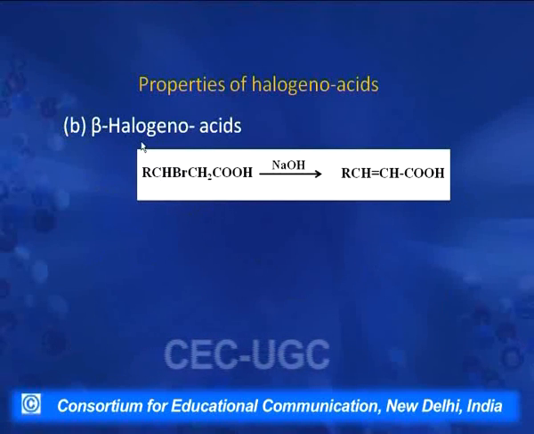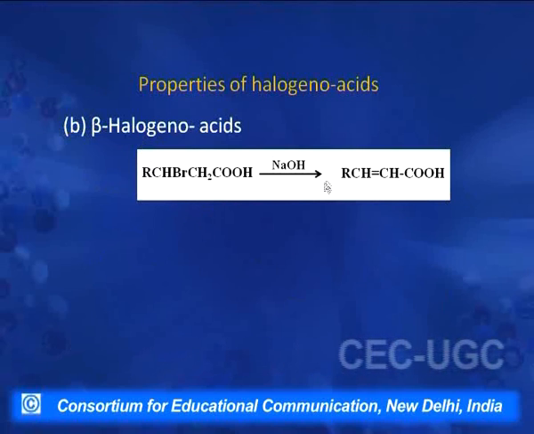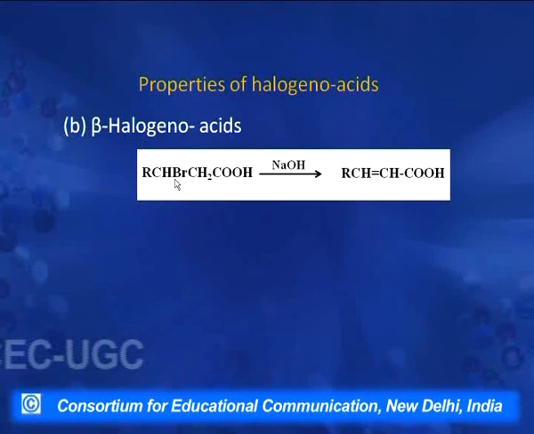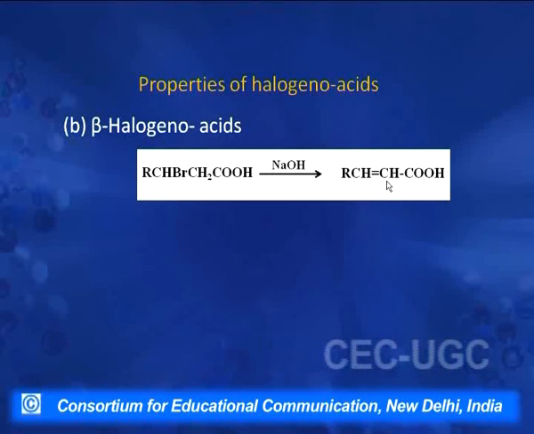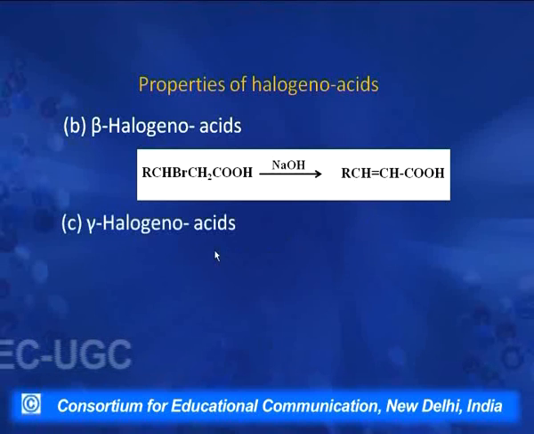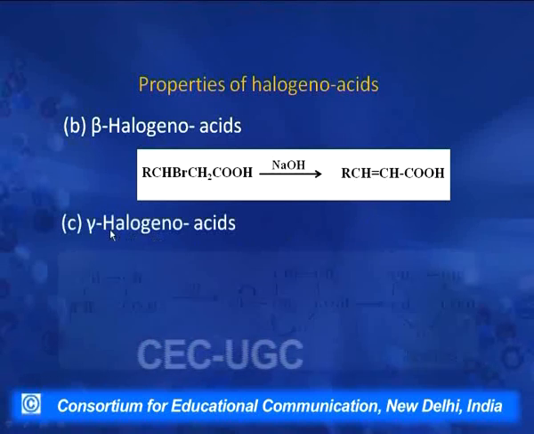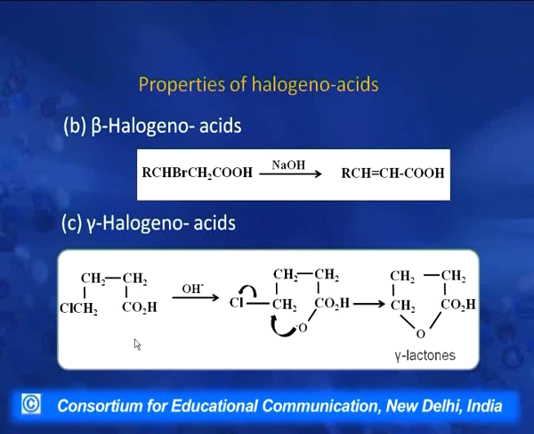If it is a beta halogen substituted acid, this on treatment with alkali, instead of undergoing substitution, undergoes an elimination reaction, taking a hydrogen from the alpha carbon, and we get alpha beta unsaturated carboxylic acids. If it is at the gamma position, then a reaction occurs between the carboxyl group and the chlorine, which involves ultimate loss of HCl, and a cyclic ester is formed. The cyclic esters are called lactones.